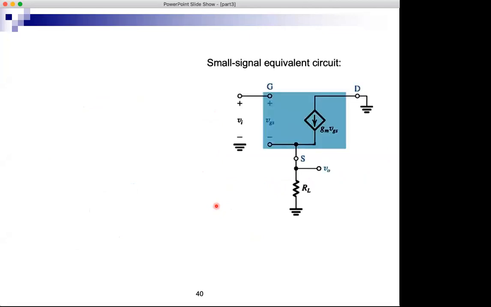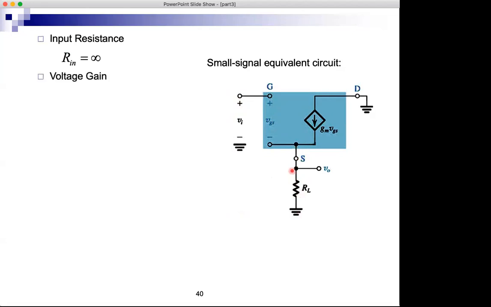Again, the small signal equivalent circuit. The input resistance by inspection: since the current here is 0, there's no input current. VI over II will be VI over 0, and therefore it's infinite. For voltage gain, notice that the input is between the gate and ground, while VGS is between gate and source, and then there is this voltage between the source and ground, which is the output.